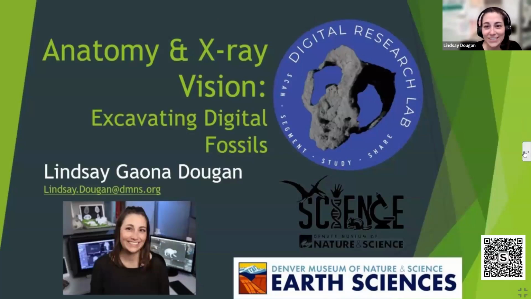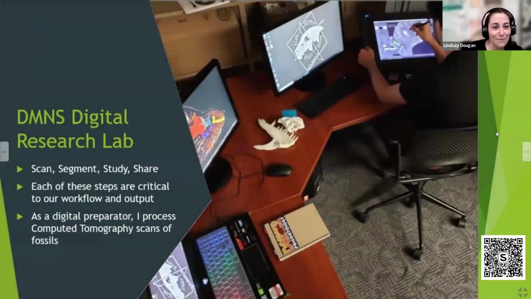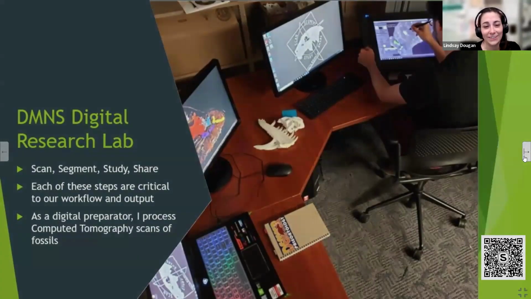So, like Jonathan said, we've been around for about 7 years at the Digital Research Lab. And the four things that we do are scan, segment, study, and share. Each of those is a critical step for all the things that we're working on. We don't have a scanner on site, but we do partner with a lot of people to scan fossils for our lab. And I am the lead digital preparator. And my team and I process these computed tomography scans and create 3D models of the specimens that we've scanned.